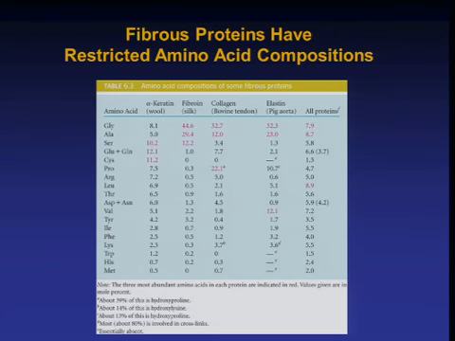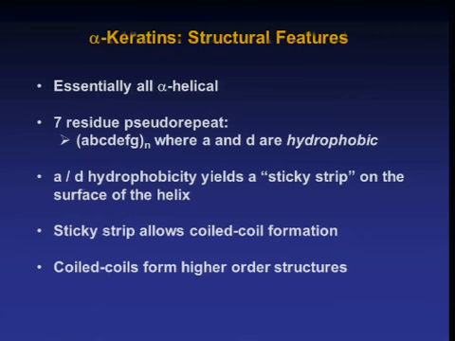Collagen, 33%. Alpha-keratins, you look, cysteine is 11%. In the general population, it's about 1%. And what do we talk about cysteines, what they can do? Disulfides. So the point here, and you can come back here after we look at them, is that you have a very restricted composition of these proteins with respect to the amino acids that are represented in them. All right, so alpha-keratins.